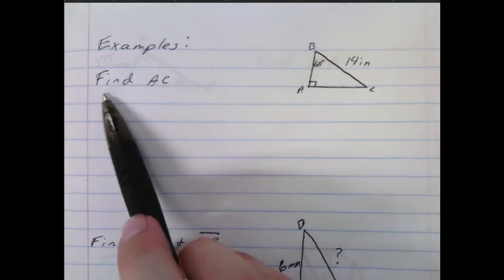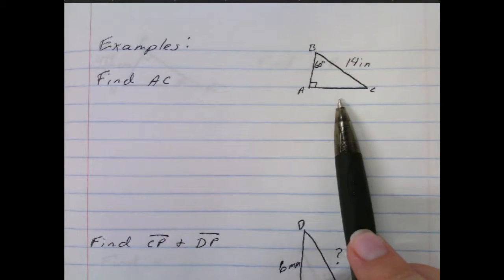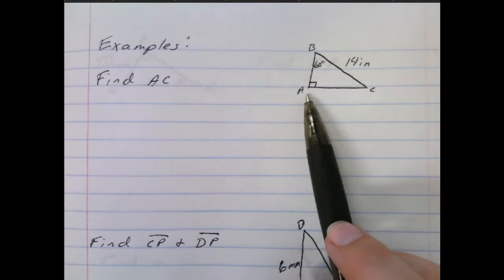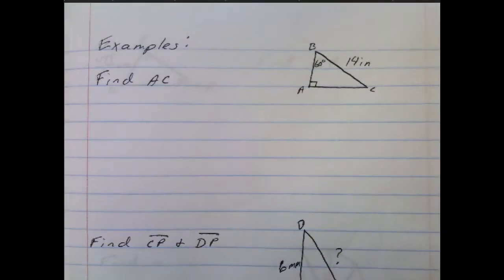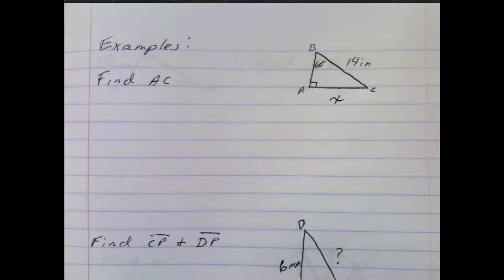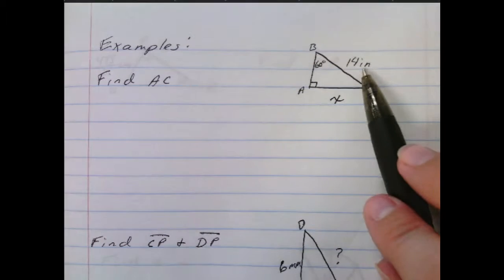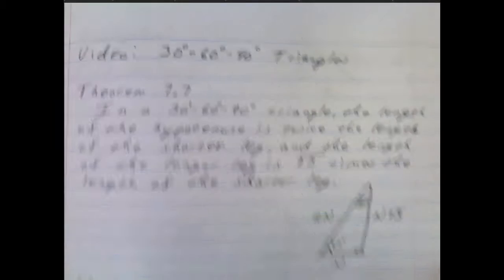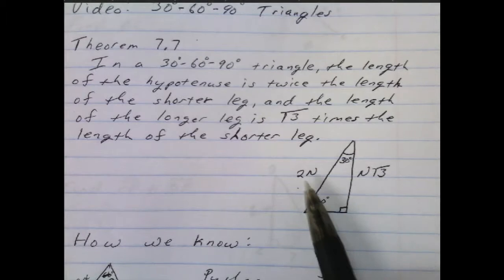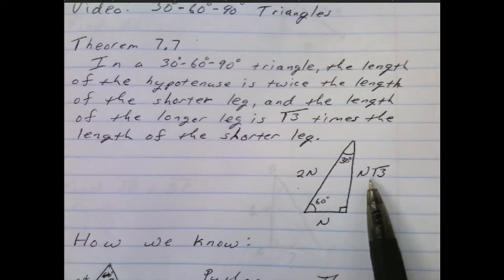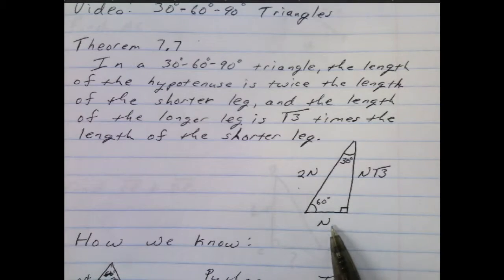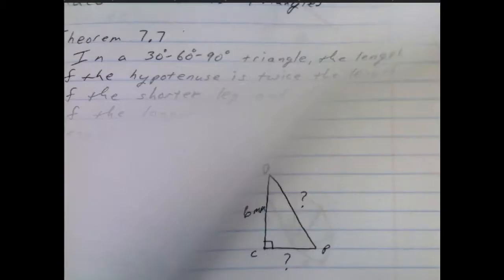Our first example, we're going to find AC. So we have this triangle here. We have a right angle here. We have a 60-degree angle here. So we know this is a 30, 60, 90 triangle. We're trying to find the length of AC. So I'm going to put x right there because that's what I'm trying to find. I have a hypotenuse and I have my longer leg that I'm working with. So I'm actually going to find my shorter leg because that's going to help me find the missing piece.